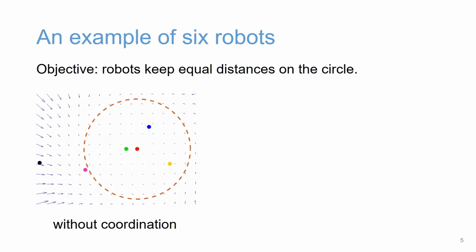One might be tempted to directly use the original 2D static vector field and let 6 robots follow the directions given by the vector field. But in this example, they cannot keep equal distances as desired. In fact, their trajectories and the inter-robot distances are determined by their starting positions. Also note that the red robot does not move at all since it gets stuck at a singularity point.